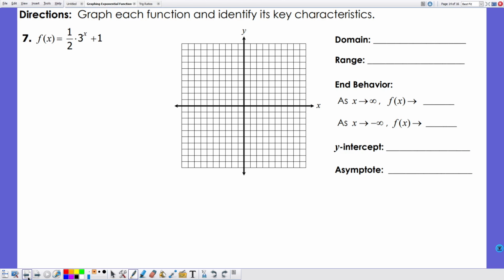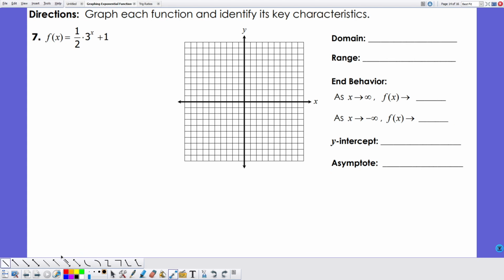Yeah, let's do this one. This one might be one of the trickier ones. So, all right, make 2 tables. One for the parent function, one for our actual function.